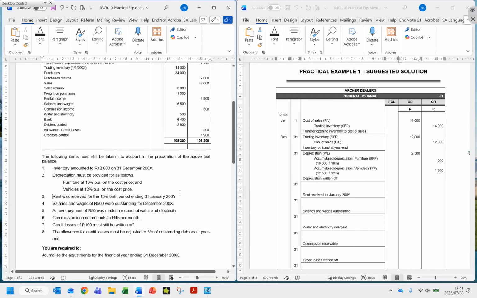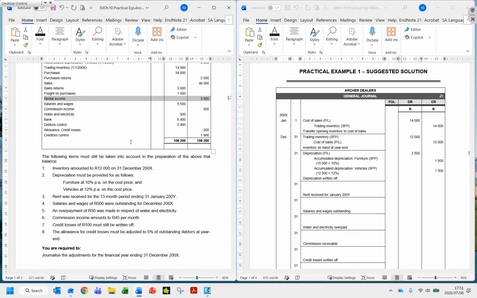So this tells us then that the rent was received for 13 months. So we go and have a look at our rental income account, which is 3,900 Rand. So we debited bank, we received the cash, and we credited the income. But that 3,900 Rand is 13 months rent. And as you know, there are only 12 months in a financial year.